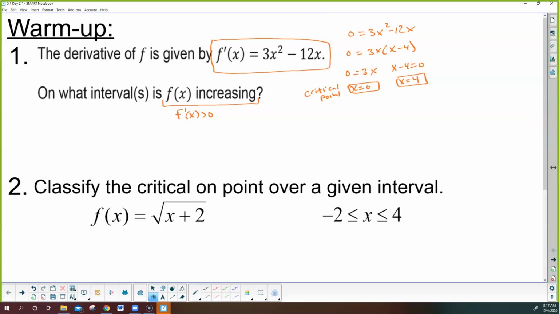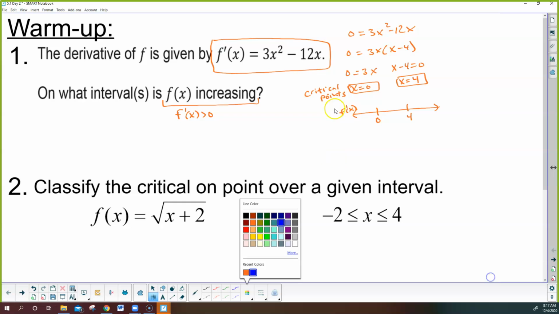It's basically how we always start off any question using the derivative: find the critical points, and then use the sign chart to test the critical points. Now, we should always label this as f prime of x. The reason is that it tells us what we're using. We're using the derivative to figure out the signs between the critical points. I know the derivative is 0 at 0, and same thing with 4.